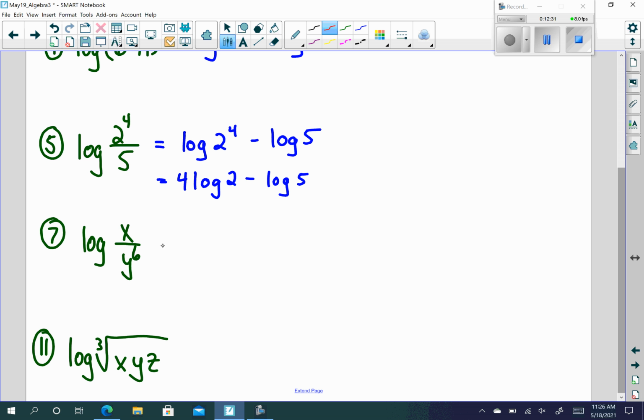All right, so let's see what you were coming up with. Pause the video if you need more time. We're still dividing here, so we would have log x minus log of y to the 6th. Log x, there's nothing else we could do with it, but the second one, the 6, can come down in front. So we would have log x minus 6 log y.